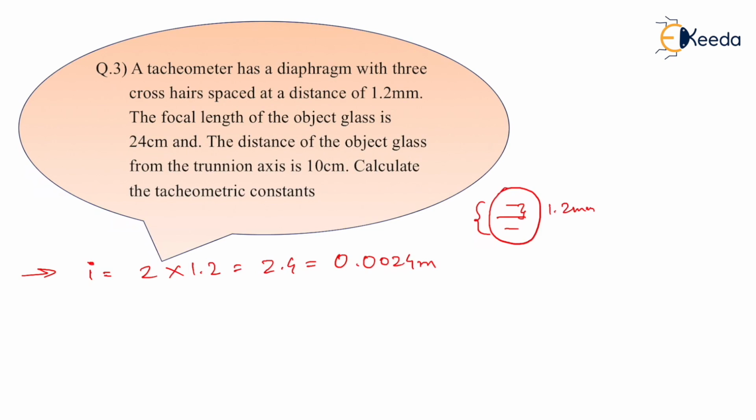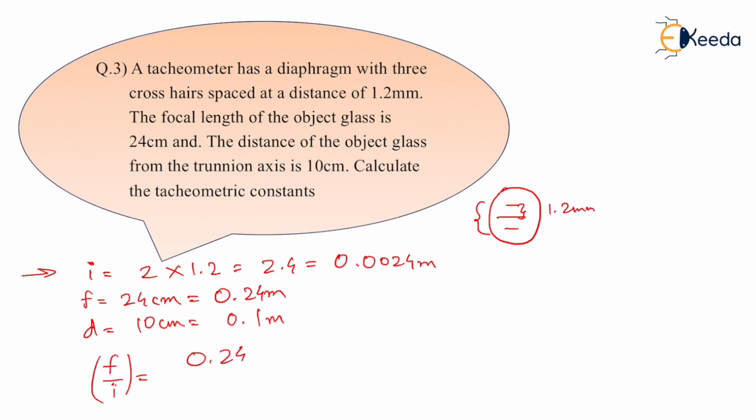Then the focal length f is given as 24 centimeter, which is 0.24 meter, and the distance of the object glass from the vertical axis d is given as 10 centimeter, that is nothing but 0.1 meter. So to calculate the constant f upon i, we have to use these values.